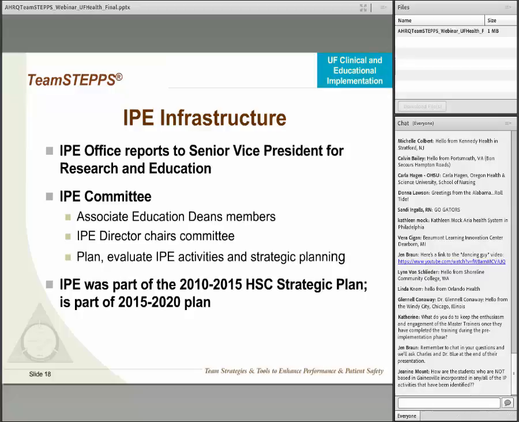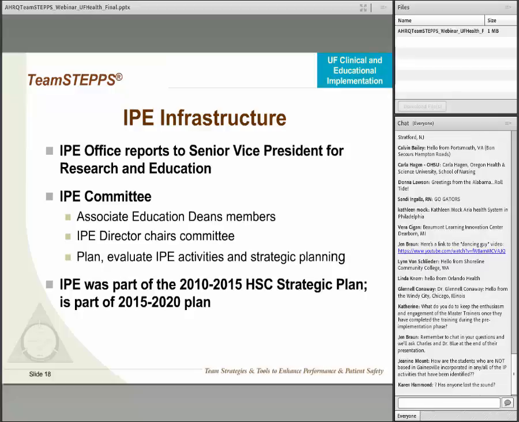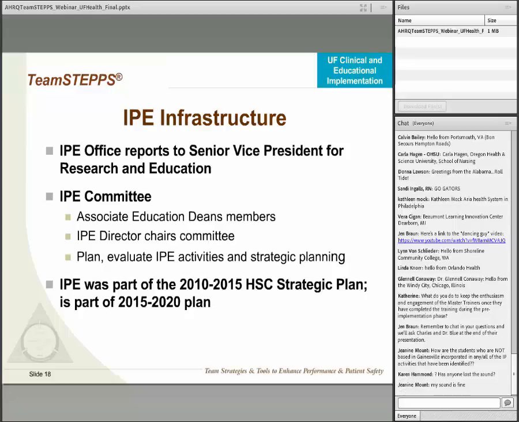I think another aspect of the UF Health Science Center that's unique was that IPE was a part of the 2010-2015 strategic plan. Discussion in that around having a common curriculum, and then for the current strategic plan 2015-2020, of which we're all part of that same plan Charles has referenced, but there is a specific reference to being a national model for interprofessional education.